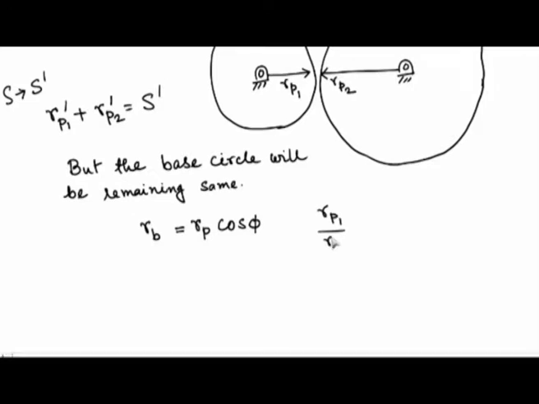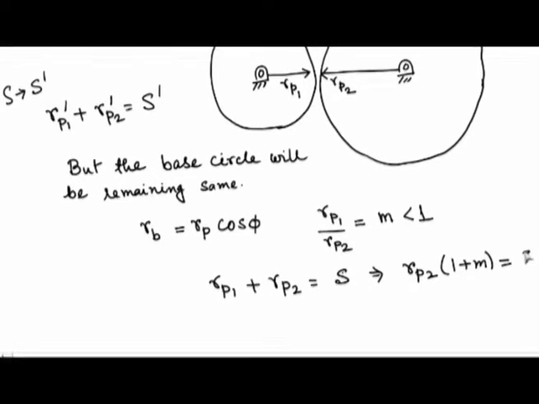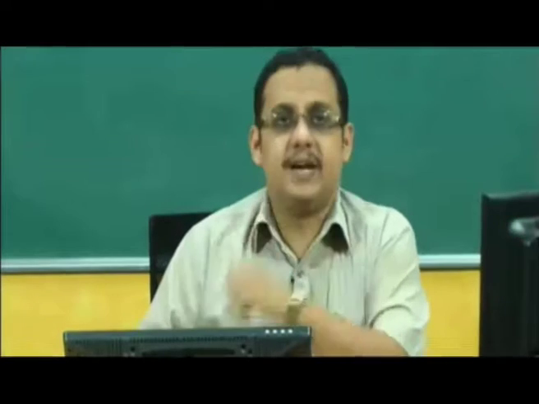So that essentially means that RP1 by RP2, if I call this M, which by the drawing is very clear that it is lesser than 1, then firstly you will have RP1 plus RP2 to be equal to the distance S, which implies that RP2 into 1 plus M is equal to S, which implies RP2 will be S divided by 1 plus M. So that's the formula for the pitch circle radius in terms of the shaft distance. So M is just the gear ratio, if you may so call it.